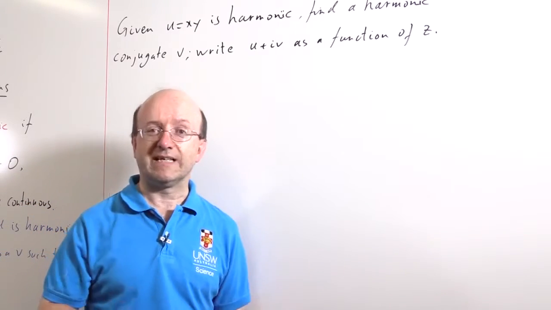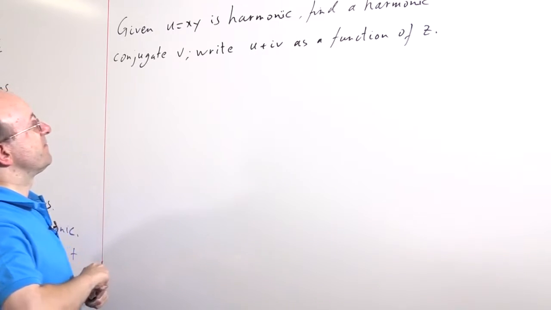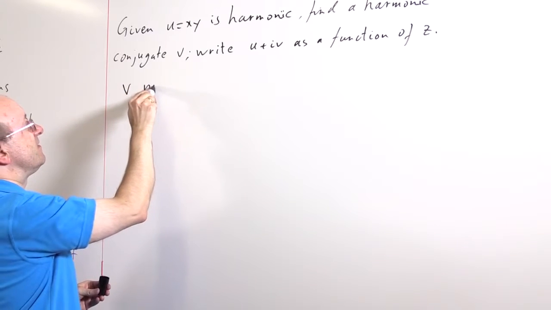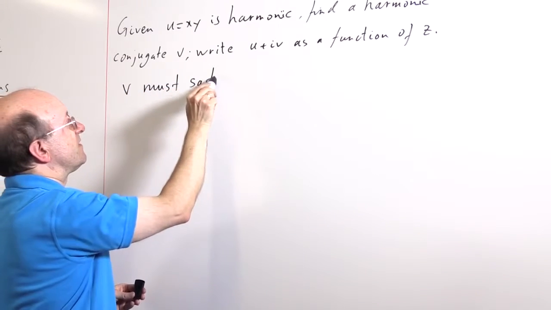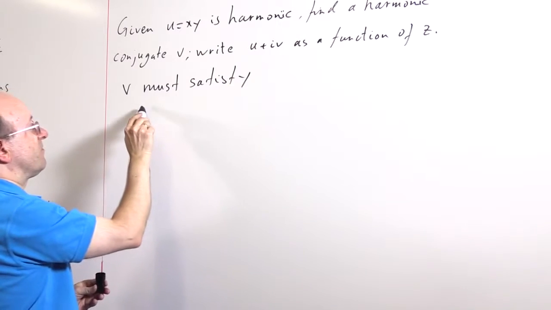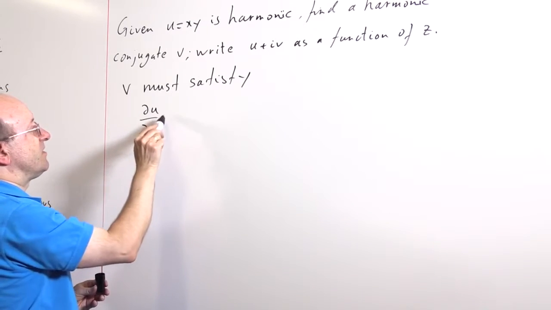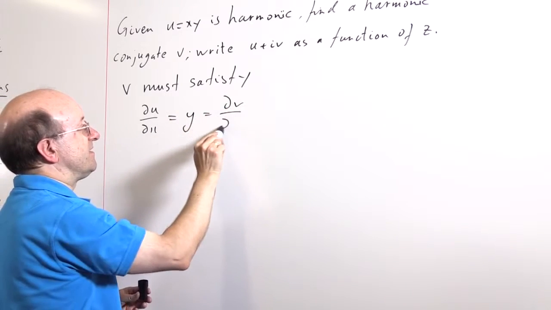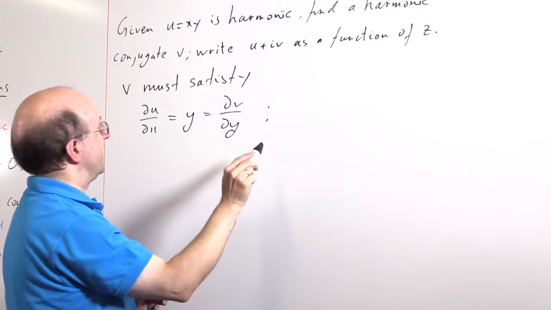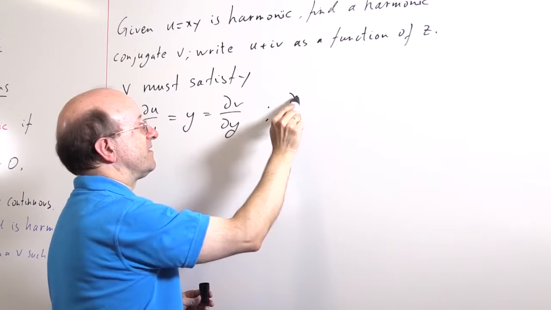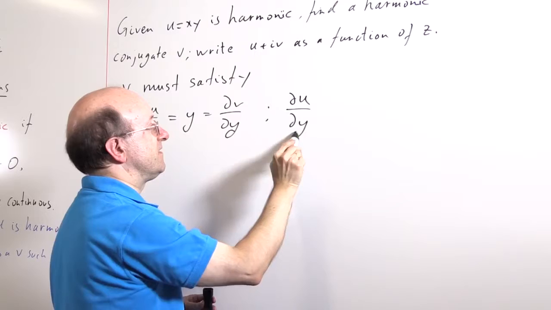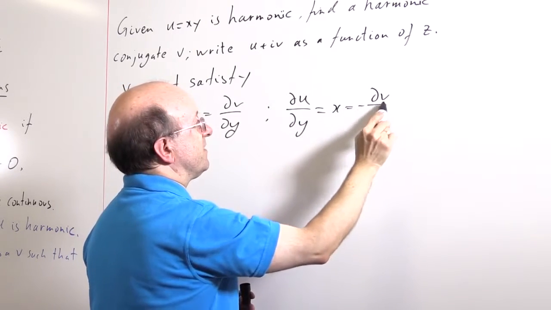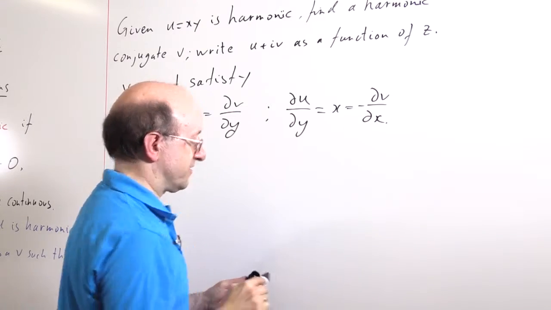All right, so let's write down the Cauchy-Riemann equations. v must satisfy, well, du dx, which is of course y, must equal dv dy, and the other Cauchy-Riemann equation is that du dy, which in our case is x, is minus dv dx.